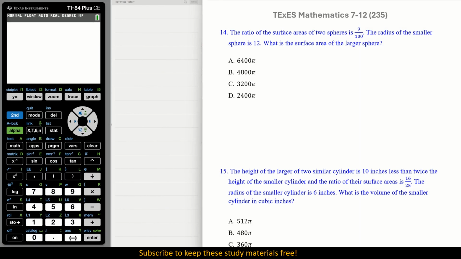The ratio of the surface areas of two spheres is 9 over 100. The radius of the smaller sphere is 12. What is the surface area of the larger sphere? Okay, we're fine with this because we're working with area. So our scale factor is already in our k-squared, so we're fine with that. But we will need to find the actual surface area of the smaller sphere first. Then we can do our proportional setup.